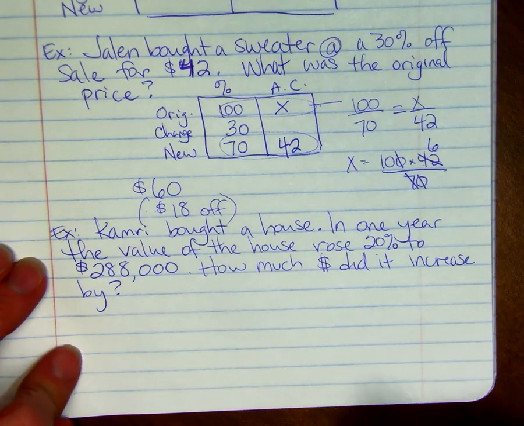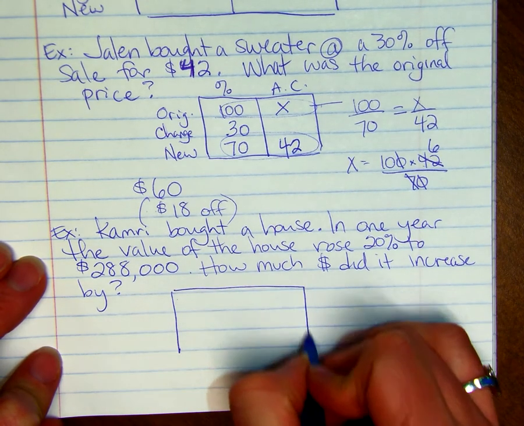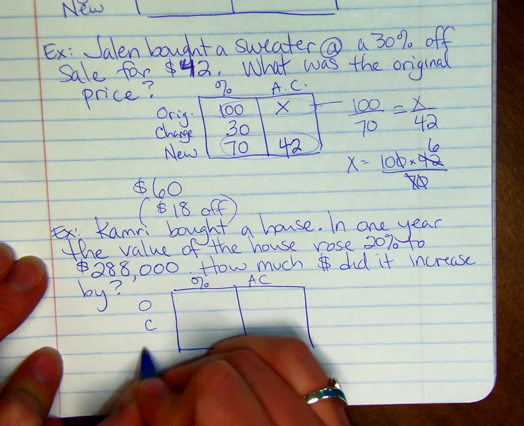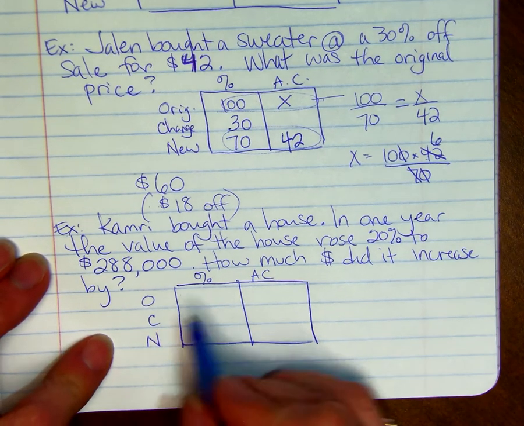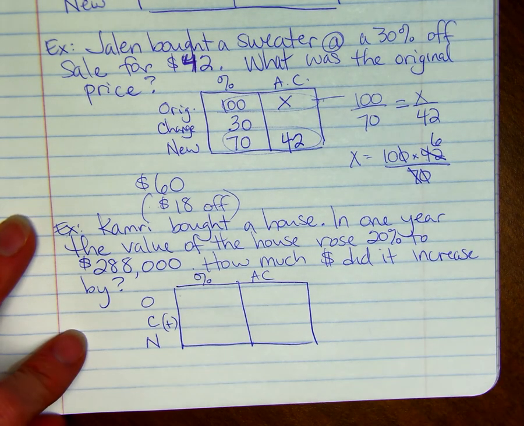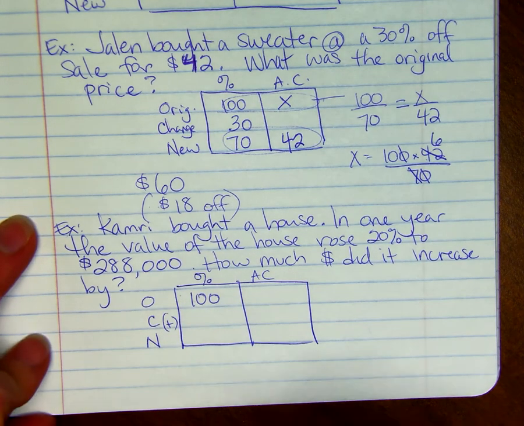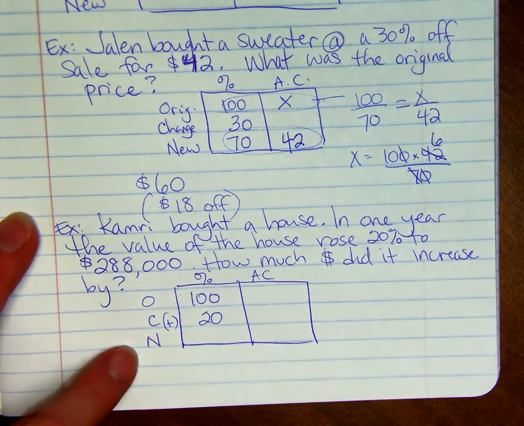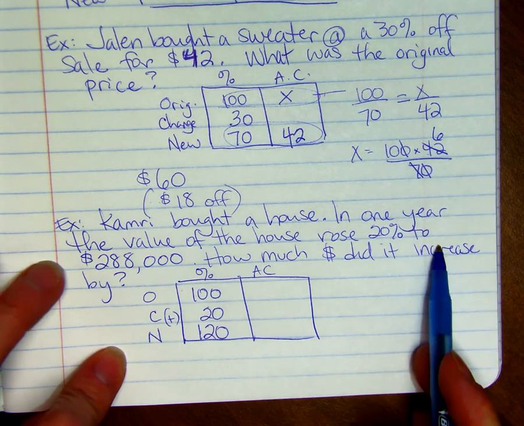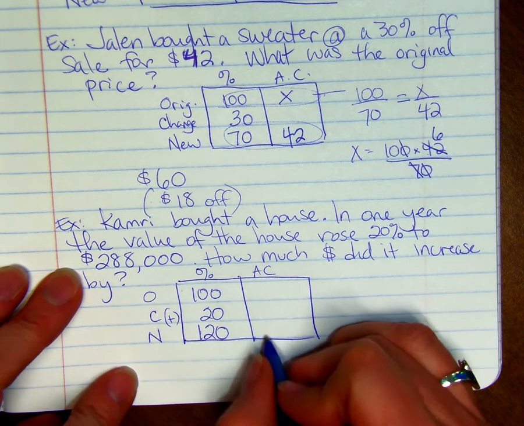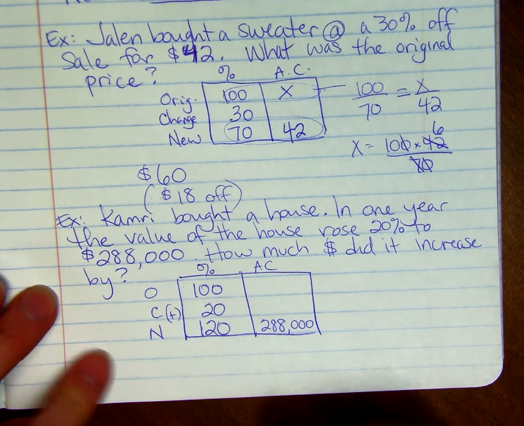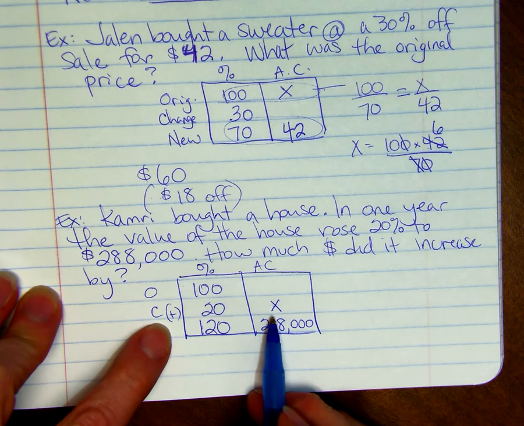We're going to set up our box. They give us enough information here that we can figure this out. So we have our percent, actual count, original, change, new. Our change is going to be positive. We're going to add it because it increased 20%. So we have 100 was the original. It's always 100%. It rose 20%. So the new price is 120 of the old one. The new price after it rose was 288,000. And we want to know how much the increase was. So our X is actually going to go in the change box.